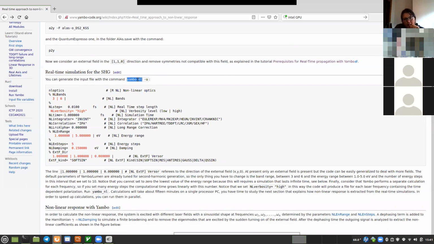You have to compile the nonlinear version of Yambo, which does the same things as the linear one plus the nonlinear response. You have to choose an interval of energy where you want to calculate the nonlinear response, a number of steps in this interval, a damping factor for the nonlinear response as you choose for the linear one, and the direction of the external field.